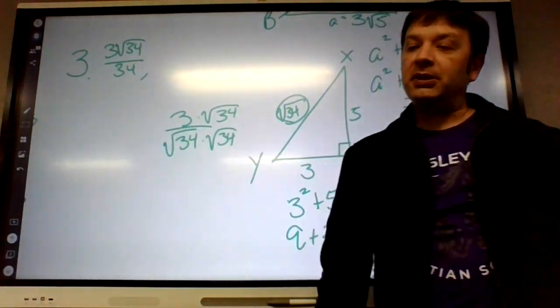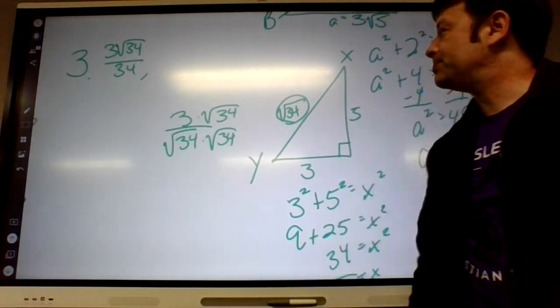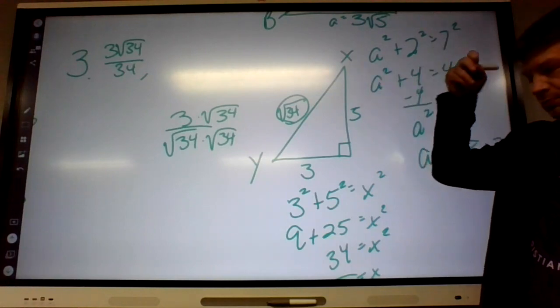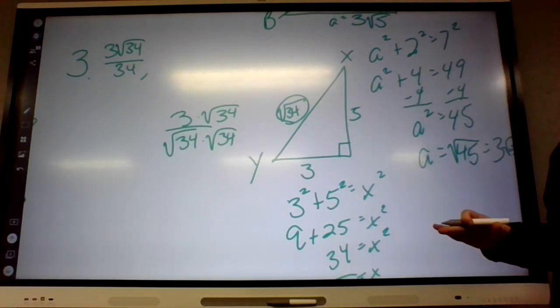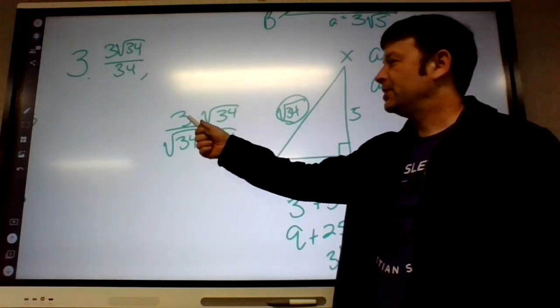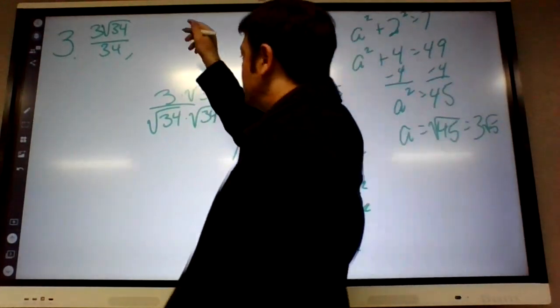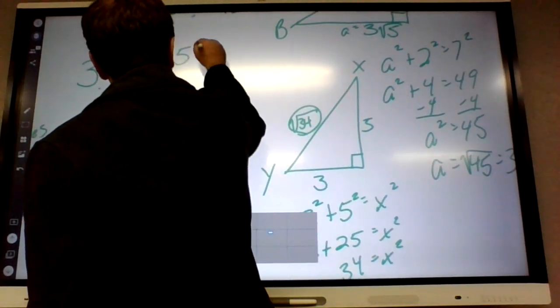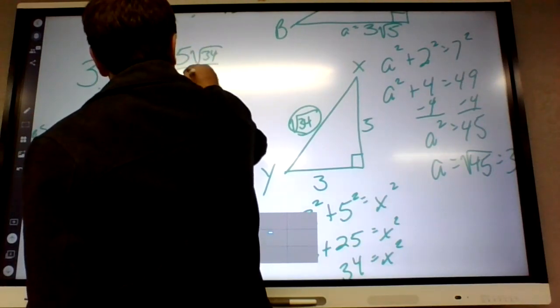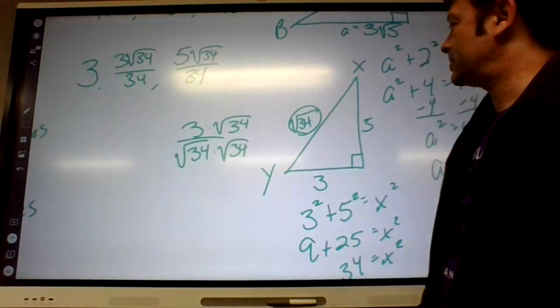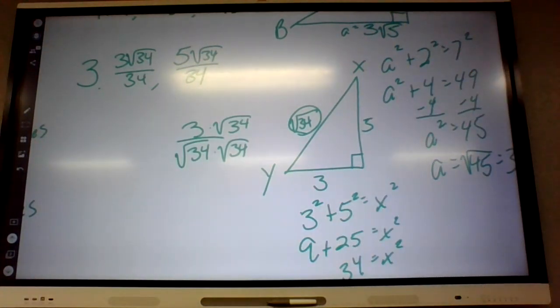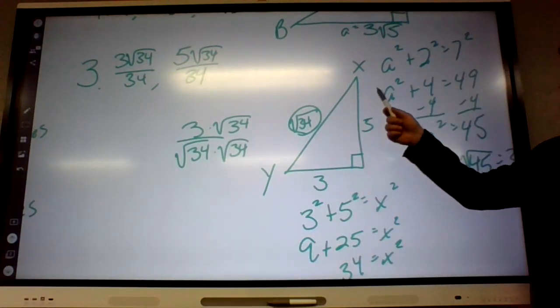All right, Linux, what would cosine of x be? 5 over square root of 34, so it's kind of like this one. All right, Timothy, tangent to that, of course.